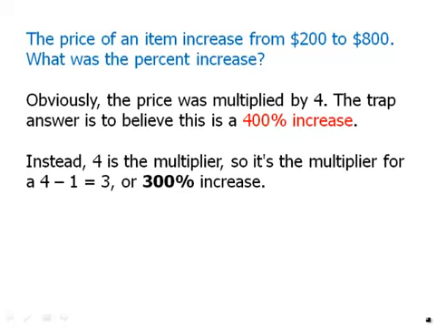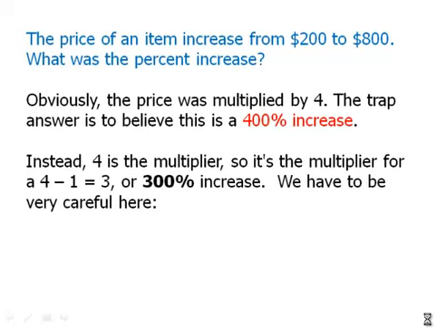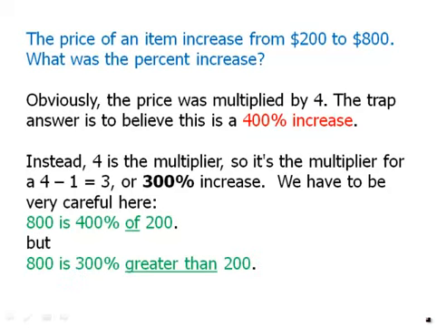Now, this is really subtle. We have to be careful here. 800 is 400% of 200. So that's one kind of question we can ask: 800 is what percent of 200? It is 400% of 200. But 800 is 300% greater than 200. Now that's a very different question. Not a question of what percent of, but what percent greater than. Those are two very different questions, and they have two different answers here.